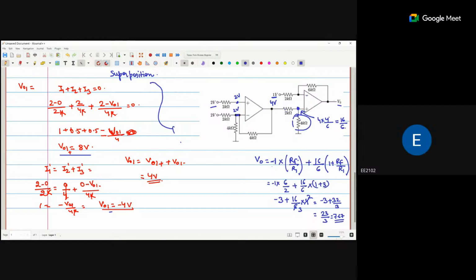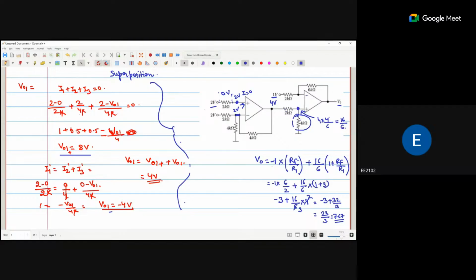If we directly apply the KCL, we consider 2 volts here. We know that if the op-amp has negative feedback and the op-amp is ideal, no current goes inside, so the inside current is 0. If the current is 0, the voltage across this 2 kilo ohm is 0. So the voltage at this point is 2 volts. If the voltage at this point is 2 volts, that means the voltage at this point is also 2 volts.